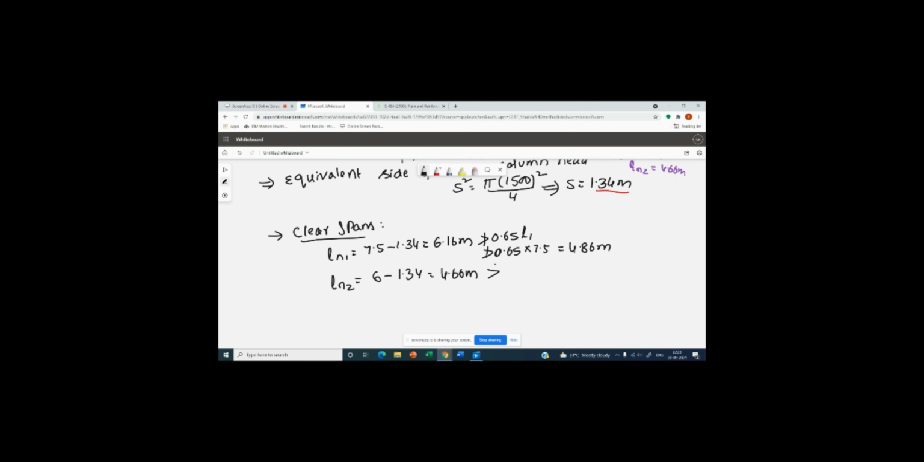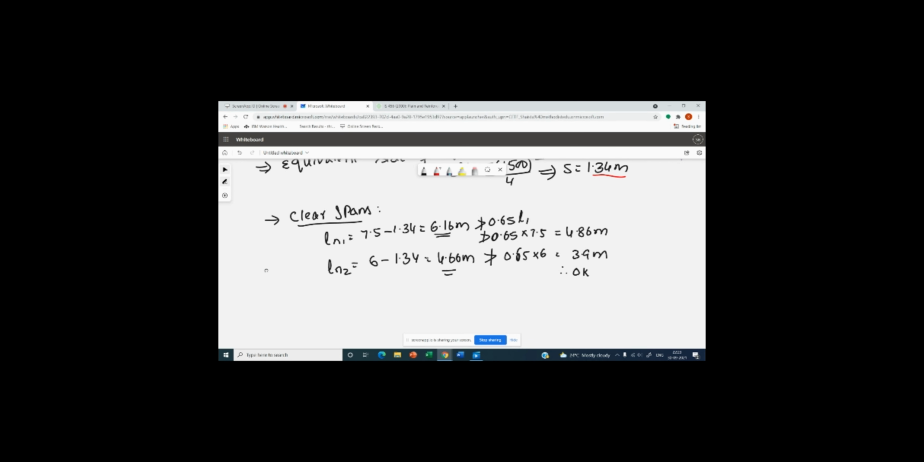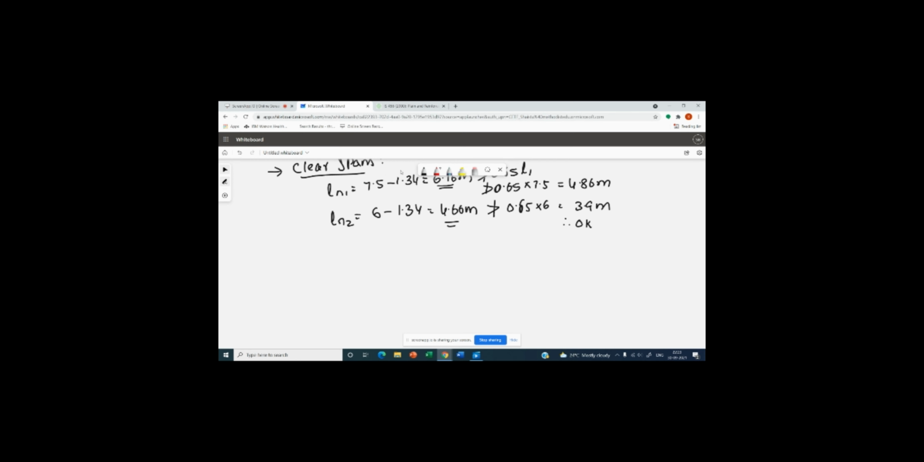Again, as per IS 456, this shall not be more than 0.65 of L2. 0.65 of L2, which is 6, comes to 3.9 meters. So both are accepting the recommendations of IS 456. This is one clear span, this is the other clear span. So this is how we have completed the dimensioning part.